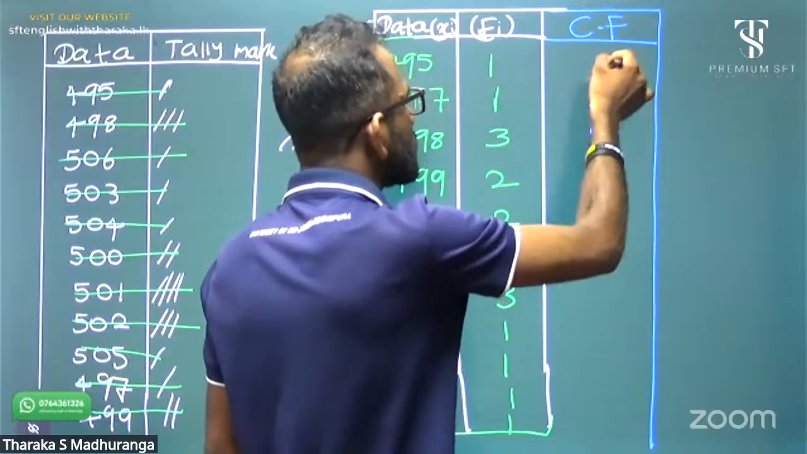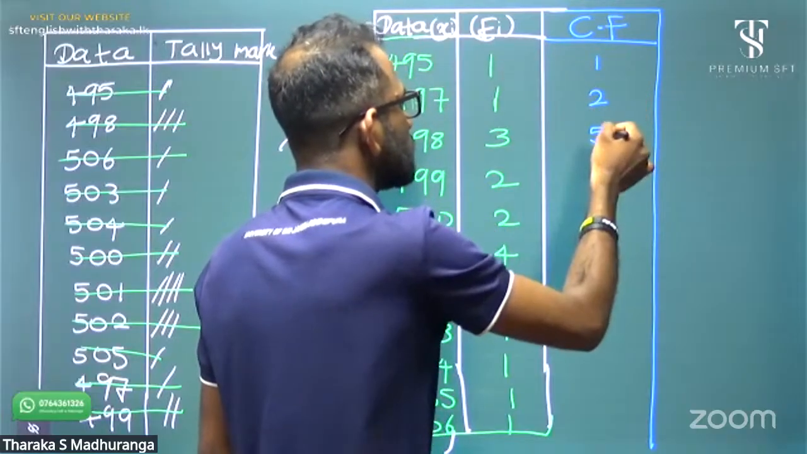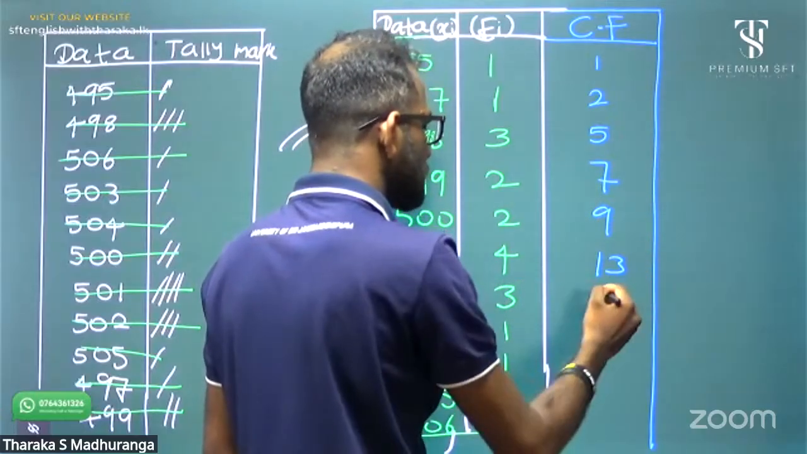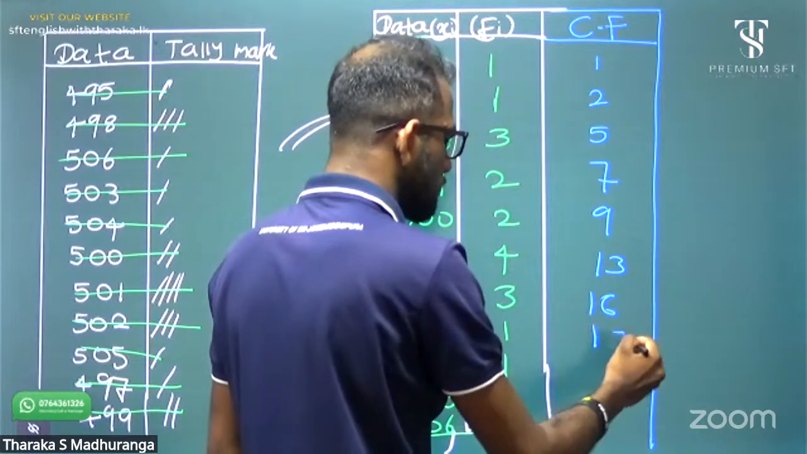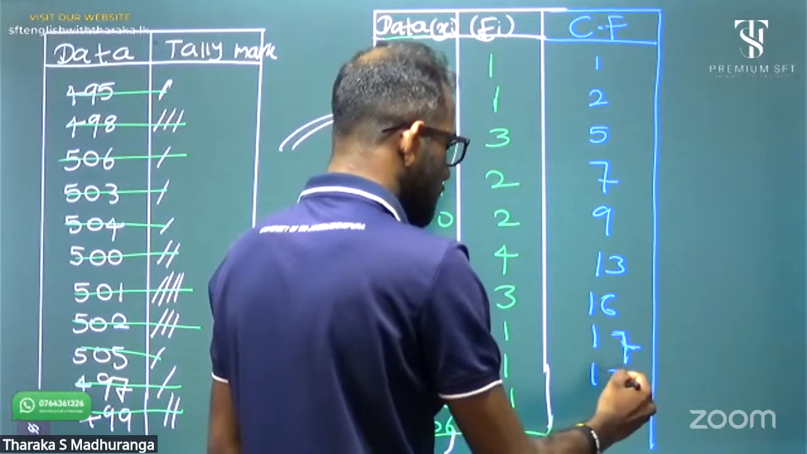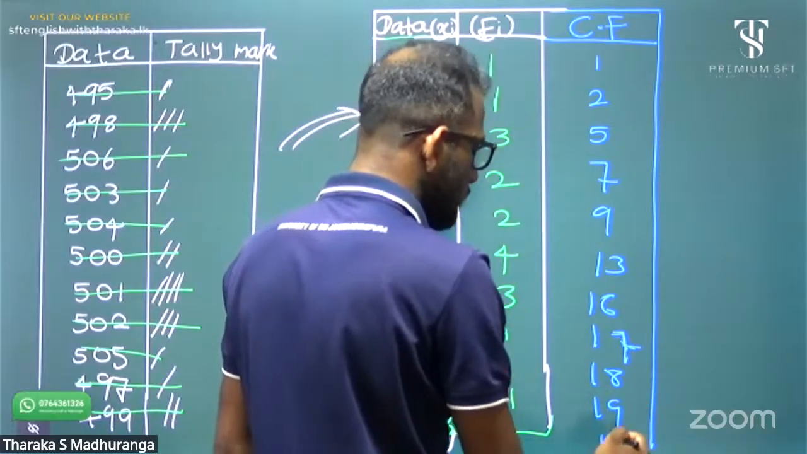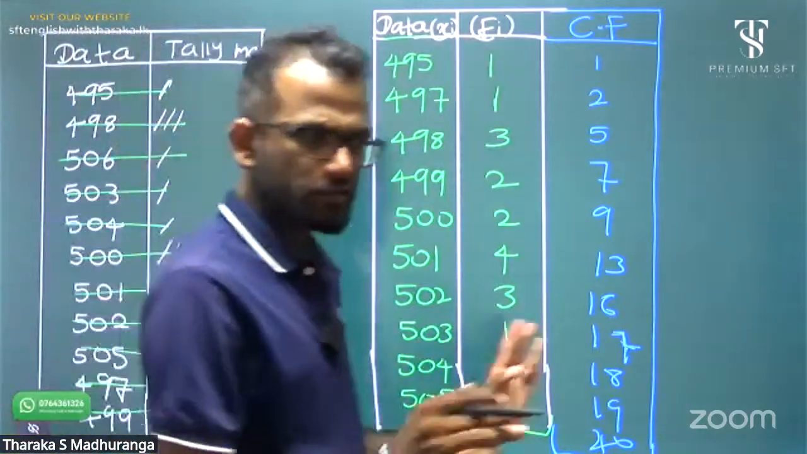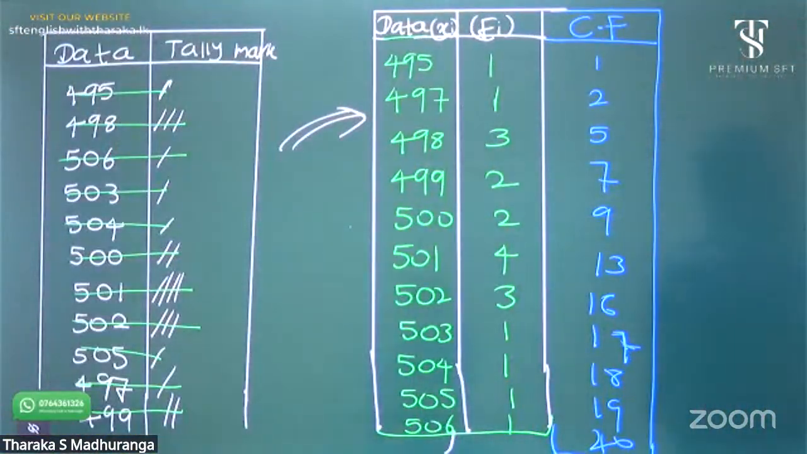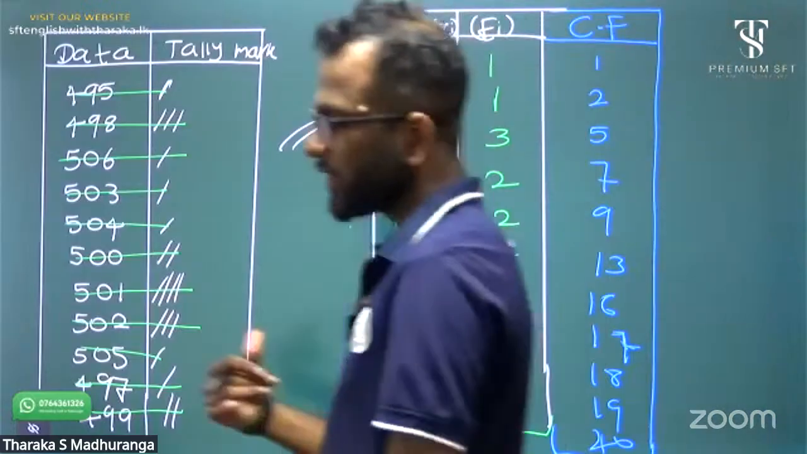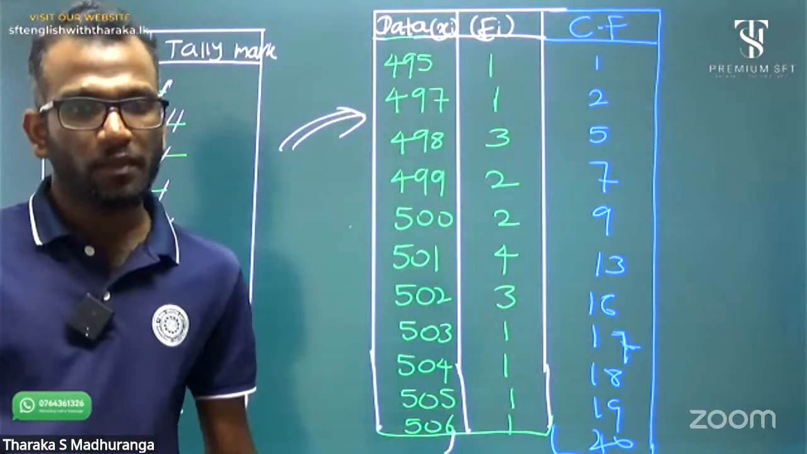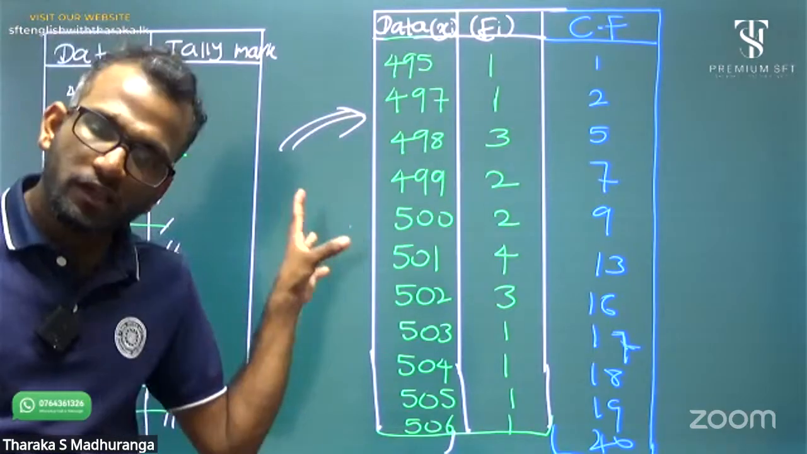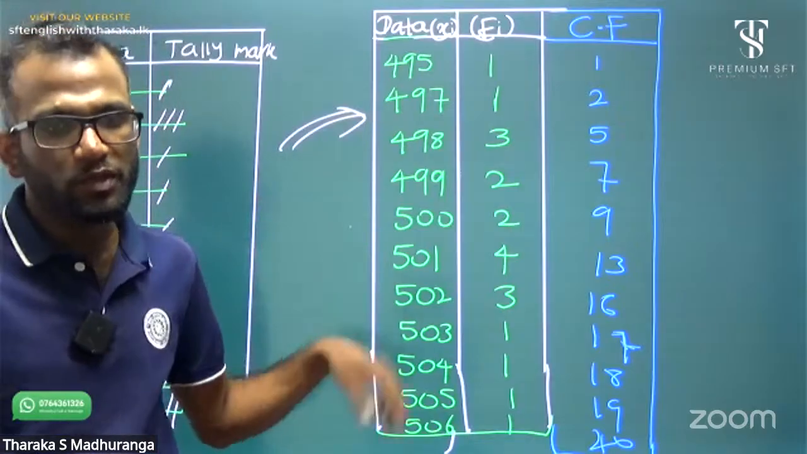Adding 1 plus 1 is 2, 2 plus 3 is 5, 5 plus 2 is 7, 7 plus 2 is 9, 9 plus 4 is 13, 13 plus 3 is 16, 16 plus 1 is 17, 18, 19, and 20. That's the cumulative frequency. Don't think about this. The purpose of cumulative frequency and all the information about it I will explain after the grouped frequency discussions. That's the answer to question number 2 of the 2016 paper.